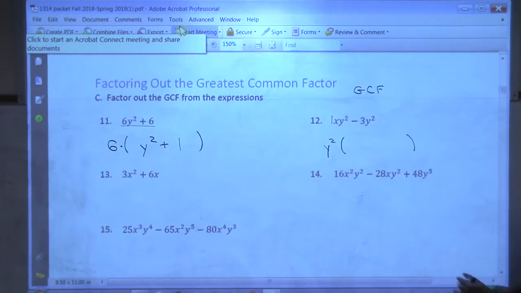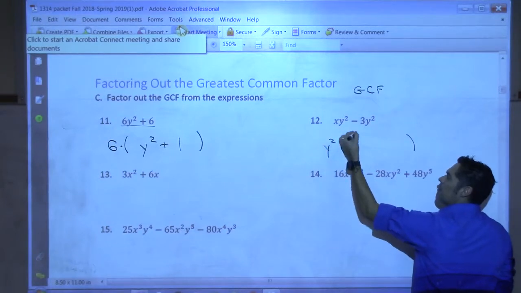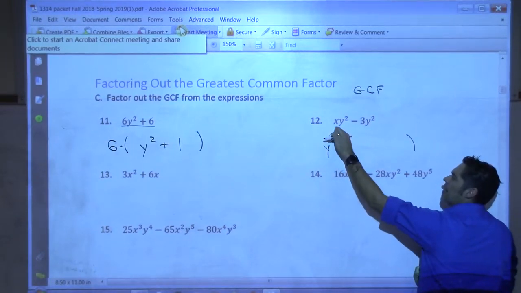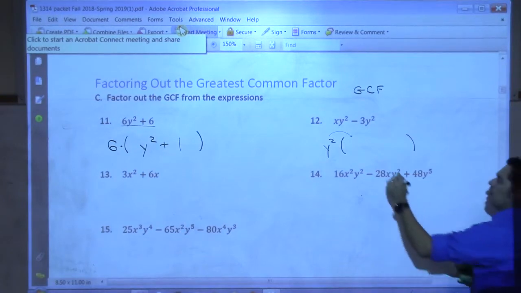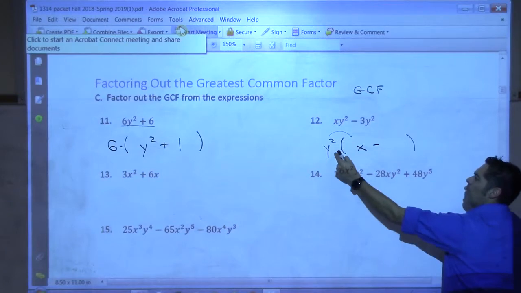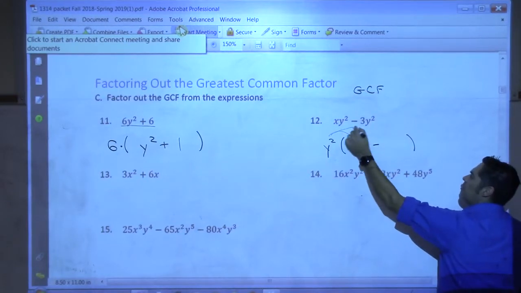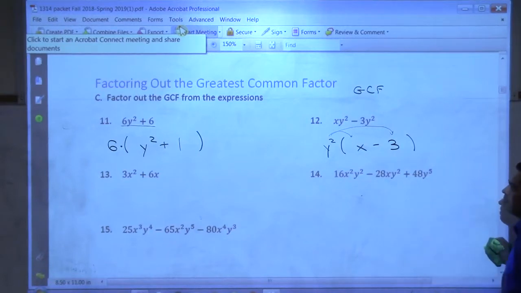All right, and then we kind of play this game. We say, what would we multiply y squared by to get back xy squared? So what's missing? Just x. And then on the other one, I'll do minus, and then y squared times what would give us 3y squared? We're only missing the 3, so we just put 3. And that's it again, we're done.